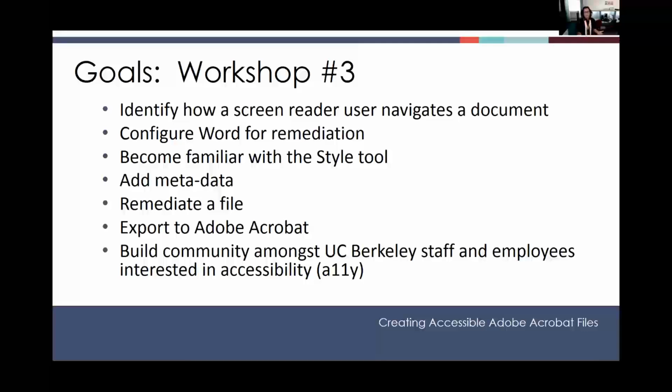And then the last one on here is to build community amongst UC Berkeley staff and employees interested in accessibility. And next to accessibility, I have A11Y, and that's just a shorthand for accessibility. There's 11 characters between the A and the Y in accessibility. So you'll see that a lot in our workshops. It's just a shorthand, and it's also commonly used in the accessibility world.